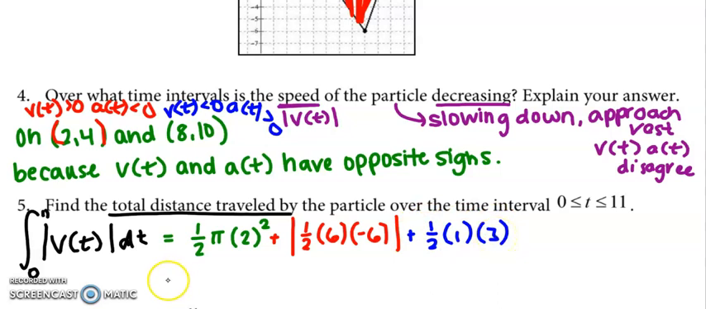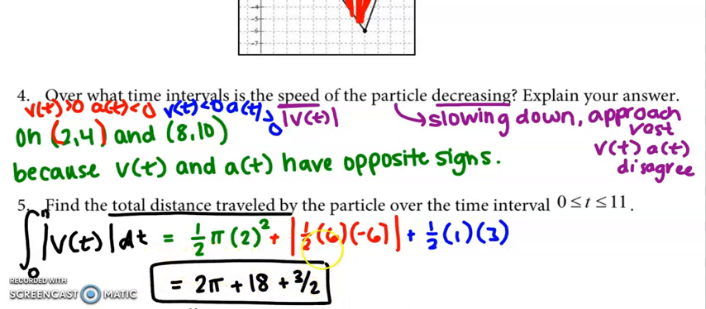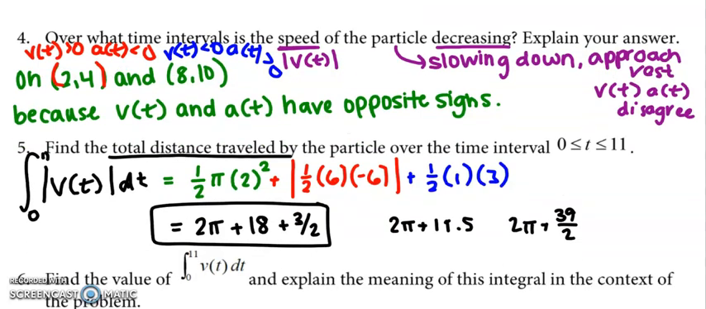Cleaning all of this up, our total distance traveled is going to be 2 pi plus 18 plus 3/2. I'm going to leave my answer just like that because it's messy and I can. So total distance traveled is this. You could also write 2 pi plus 19.5. You could also write 2 pi plus 39/2, right? All of those things are mathematically equivalent.